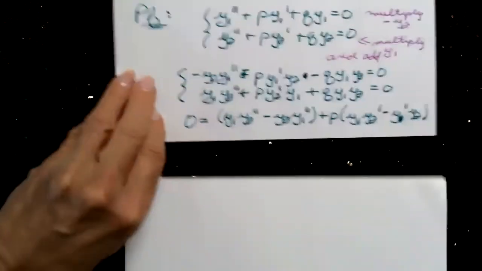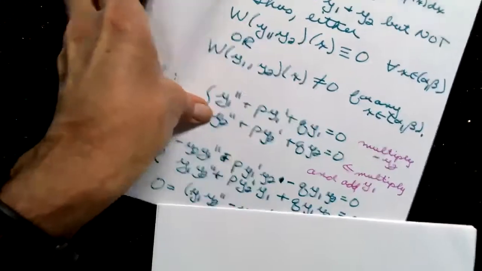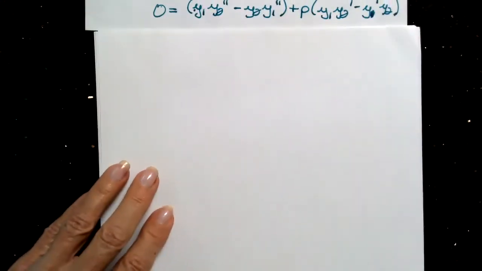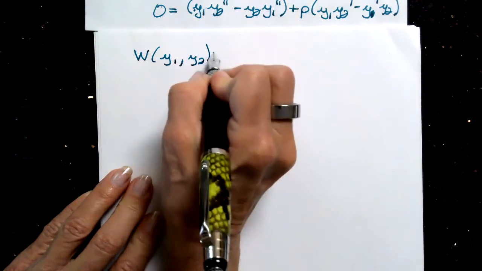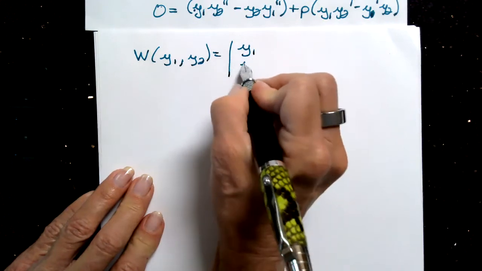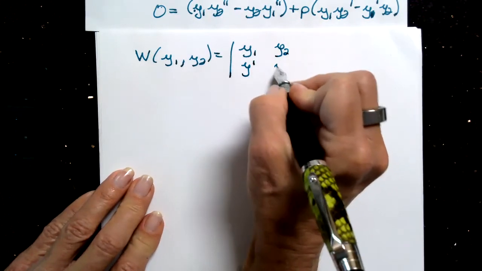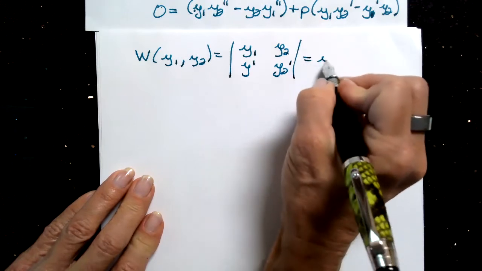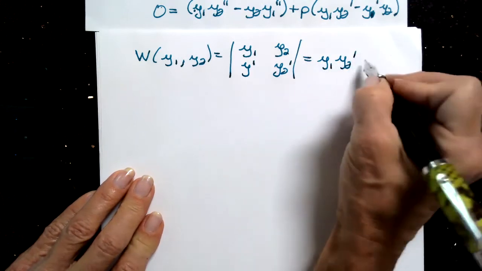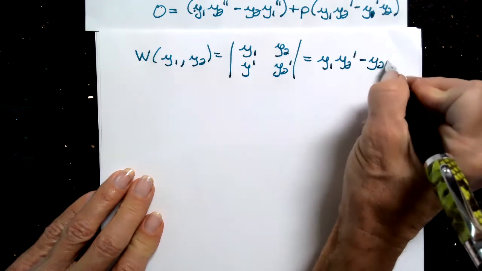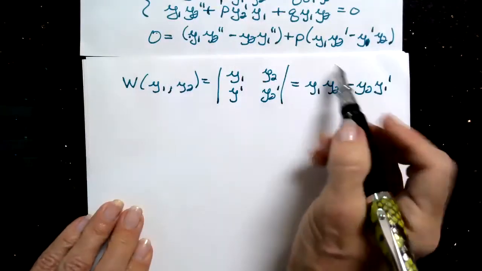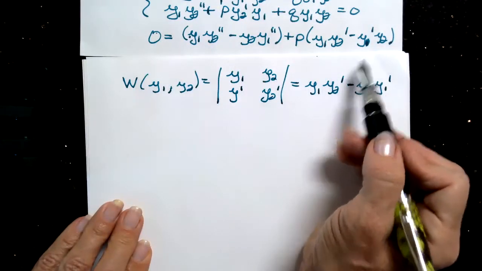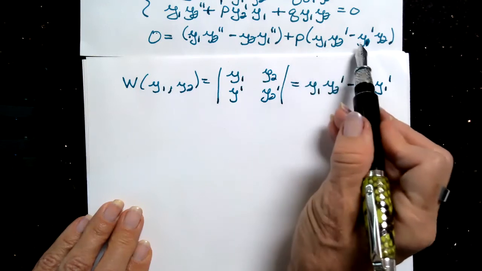Now notice, remember what the Wronskian is. The Wronskian of y1 and y2 is the determinant of the matrix y1, y1 prime, y2, y2 prime. So that is y1 y2 prime minus y2 y1 prime. Okay, and notice that's one of the terms that you have right here. So this is p times the Wronskian.